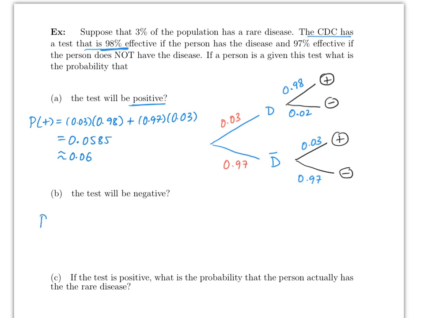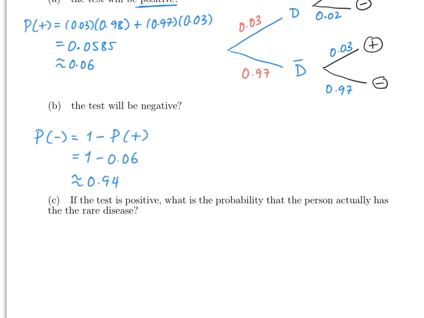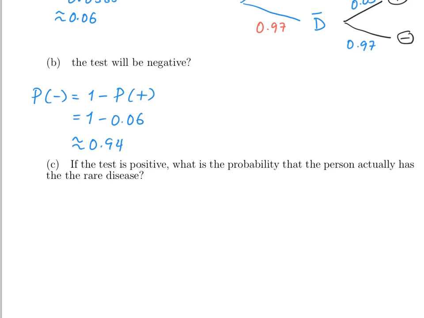Now, for the probability that the test will be negative, we can do the same trick as in the last problem. Just use the complement. The complement of negative is going to be positive, so this will be 1 minus 0.06, which is around 0.94. All right, let's do the last part, and this is the actual Bayes rule.